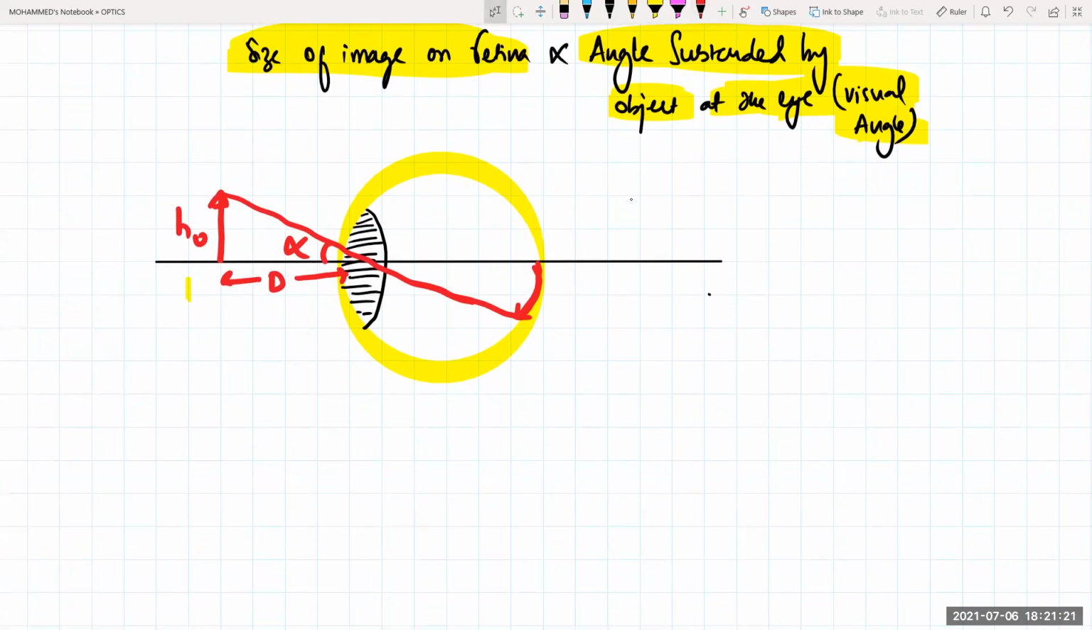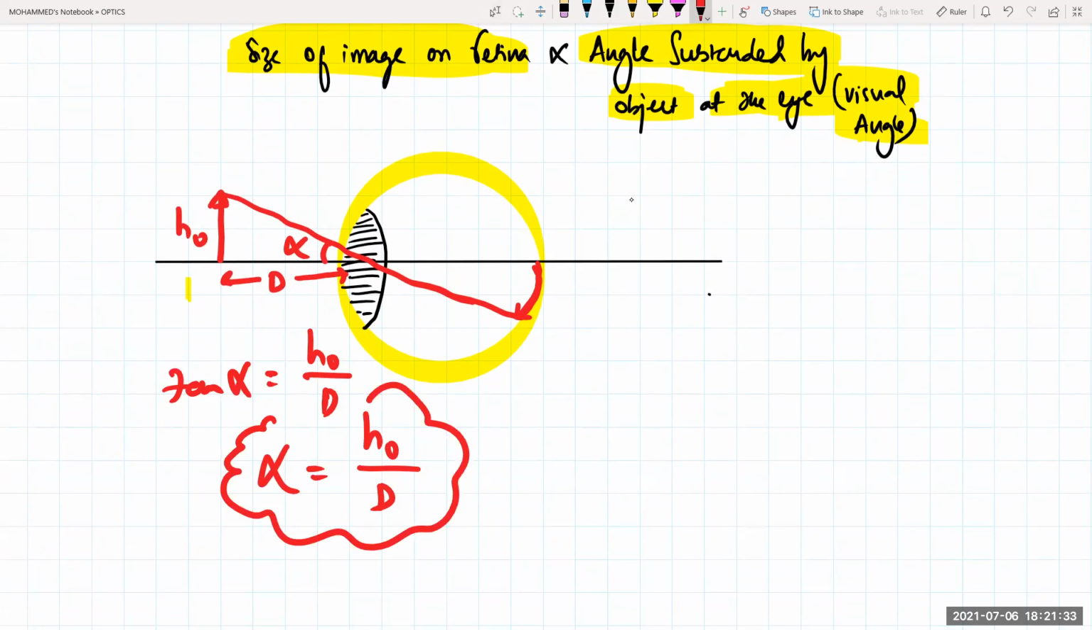So the height of the object is h naught, and the distance is D. So tan alpha is equal to how much? h naught divided by D. As the angle is very small, alpha will become h naught divided by D. This alpha is known as what? Visual angle, because this angle is made by the object with the eye. So that is about your visual angle part. Is that clear for you?